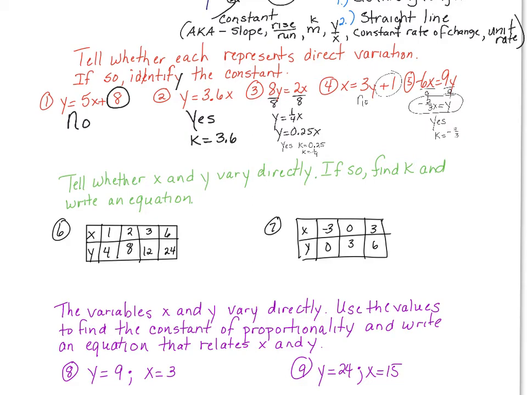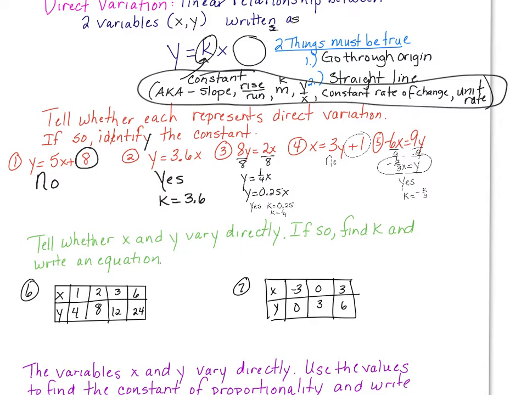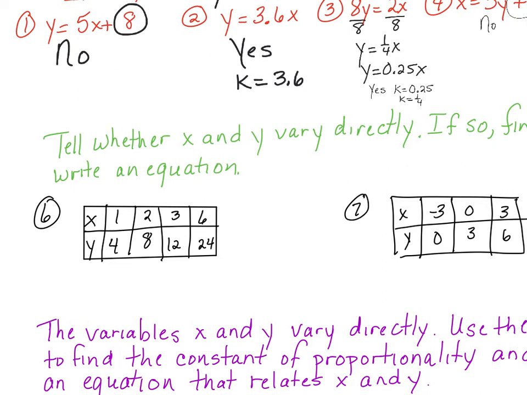All right, the next one says, tell whether x and y vary directly. If so, find k and write equations. Now, you remember all these things that you guys told me up there for constant is also known as. Which one are we going to use? This takes us back to the worksheets that we did. Which one do we want to test to see if it's a constant?